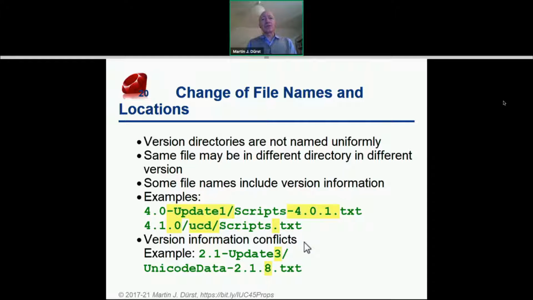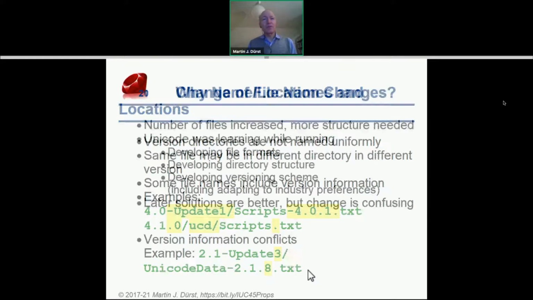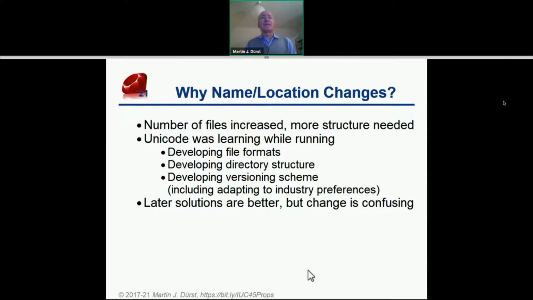Also, sometimes there are version information conflicts. For example, there is a version directory 2.1-update3, and the file in there says that it's version 2.1.8. Yeah? What is going on there? What should we believe? Well, why are these things changing?